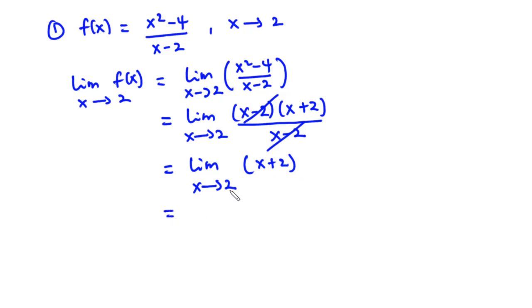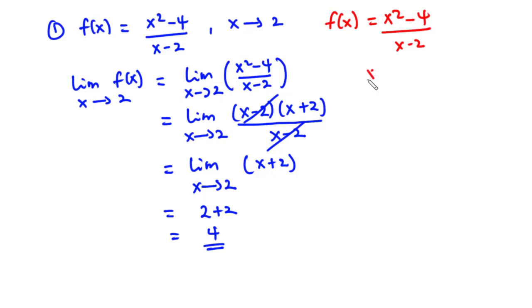Now we are going to plug in the value of 2 in the function. So we have 2 plus 2, and that is equal to 4. So you can confirm your answer by substituting a value that is closer to 2 into the function, that is the original function. So f of x is equal to x squared minus 4 divided by x minus 2.